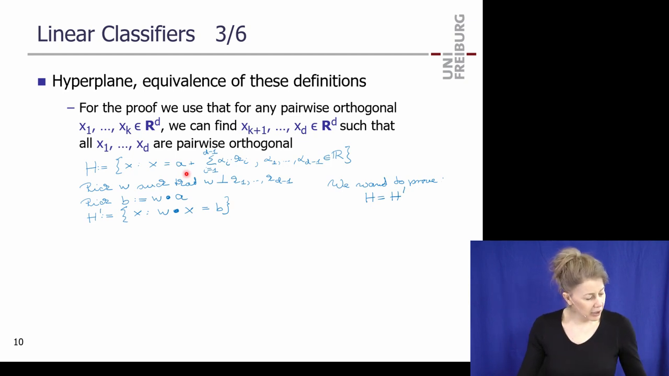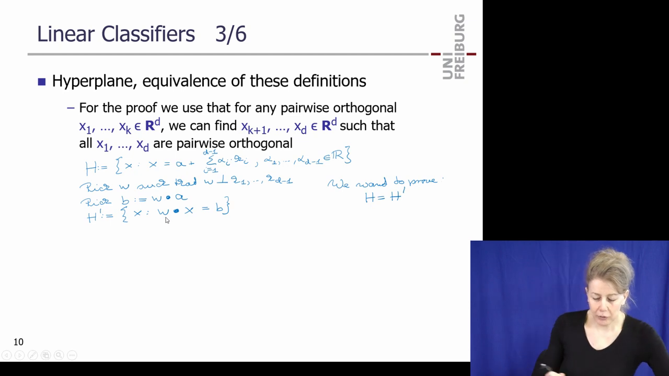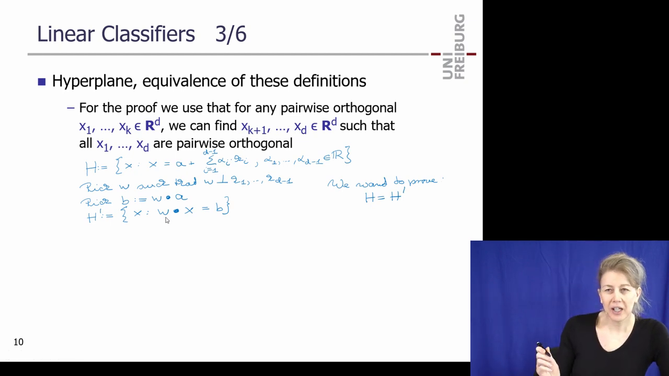I think it helps to understand by just doing the proof, so let's do the proof. To prove that two sets are the same, you prove that one is a subset of the other, and vice versa. So let's do H is a subset of H prime. How do you prove that? Well, you take an element from H, and then you prove that it's also in H prime.